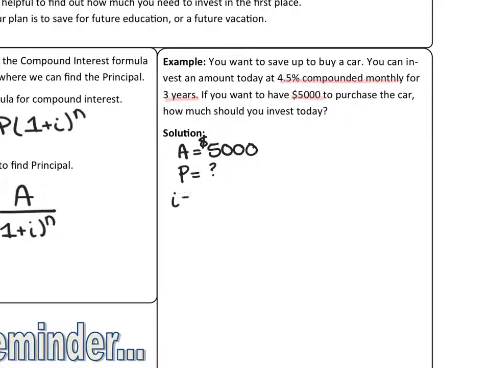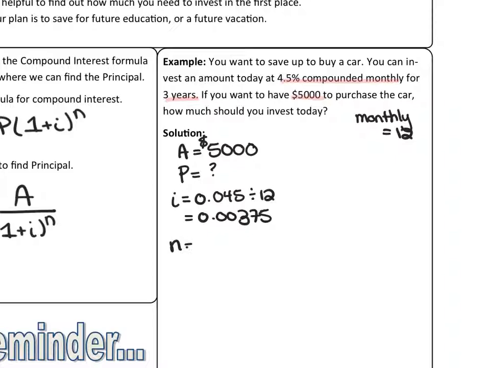And again, we're going to calculate I the same way we did yesterday. So we'll take our 4.5%, and it's compounded monthly. If you remember that chart from yesterday, monthly made our magic number equal to 12. So we're going to use that. In decimal form, 0.045 divided by 12. And when we calculate that, we get 0.00375. So that's the number we're going to use for I.